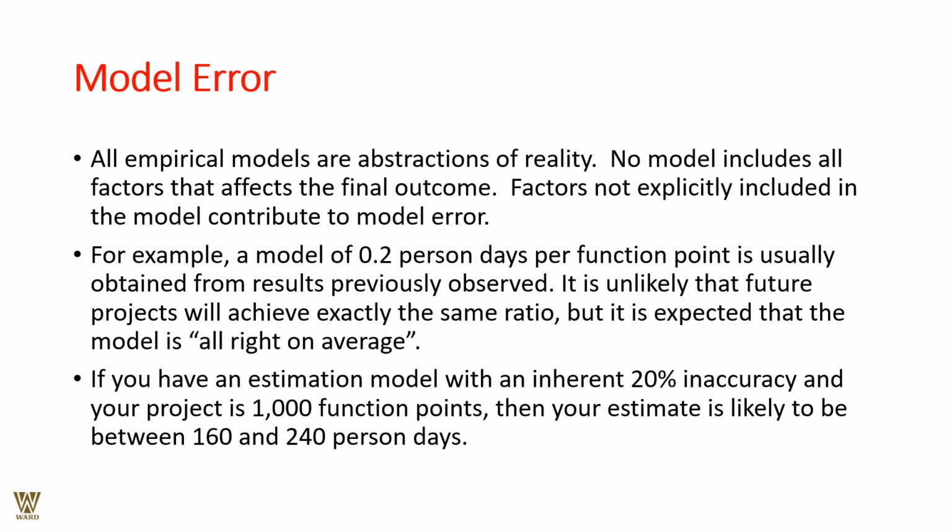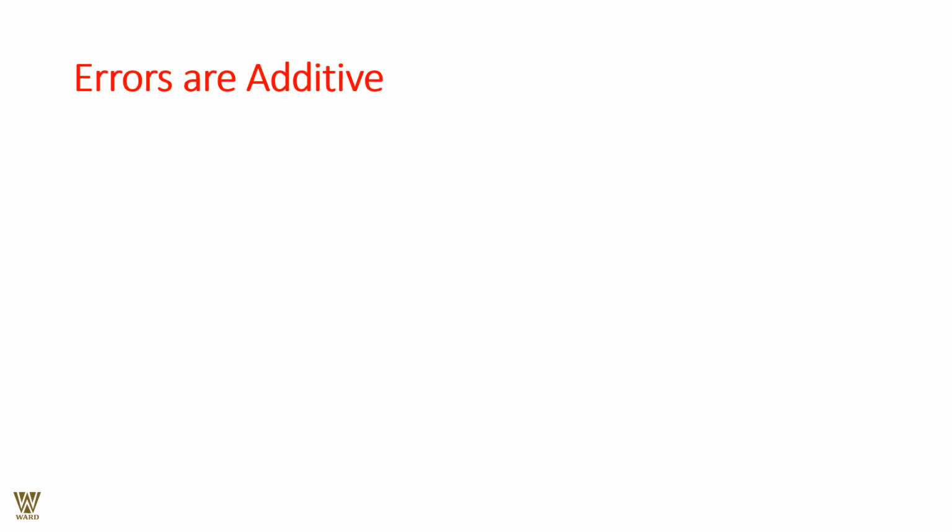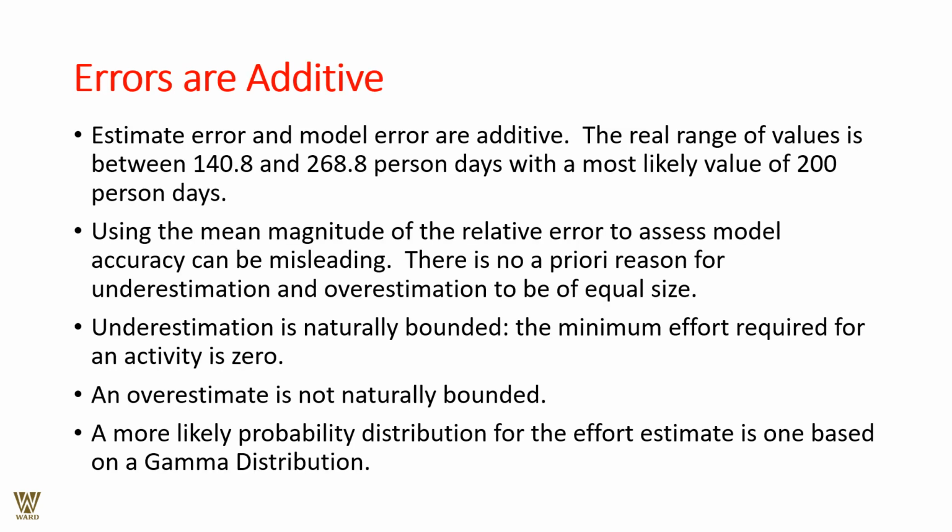If an estimation model has an inherent 20% inaccuracy and your project is of 1000 function points, then your estimate is likely between 160 to 240 days. Errors are additive. Once a small thing goes wrong, it can only get bigger and bigger. Estimate error and model error are additive. The real range of values is between 140.8 to 268.8 days, with the most likely value of 200 days.